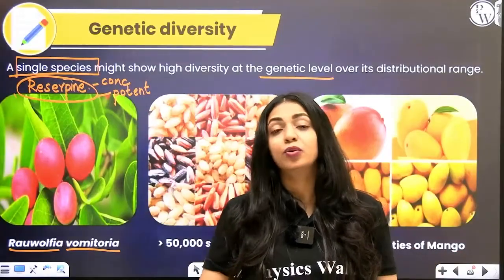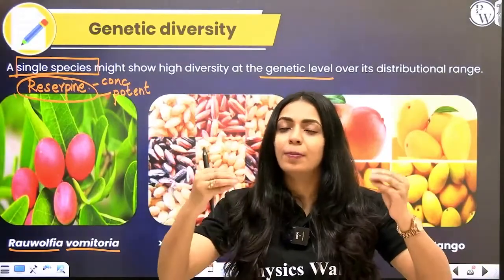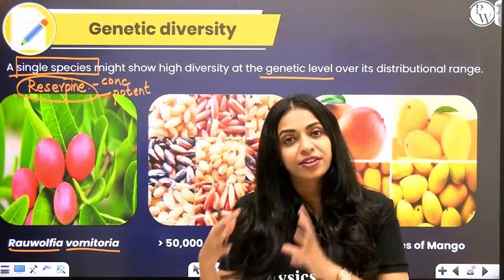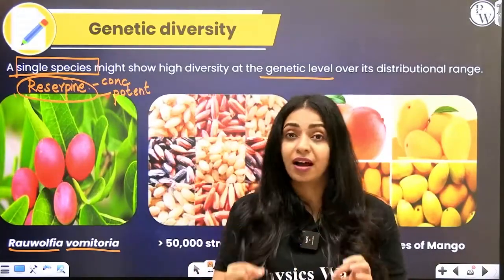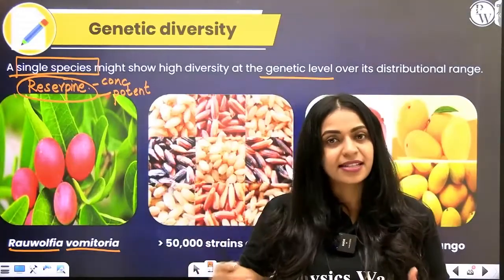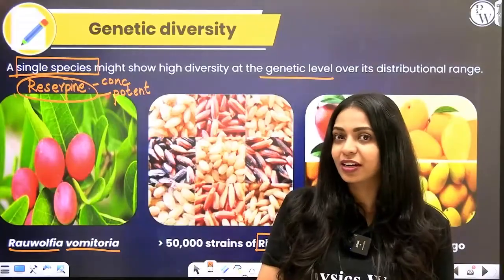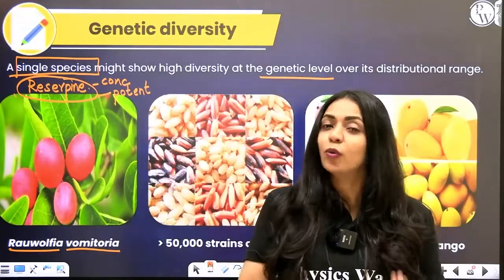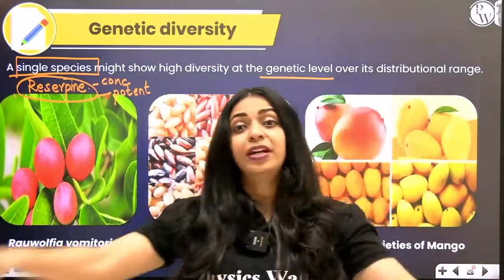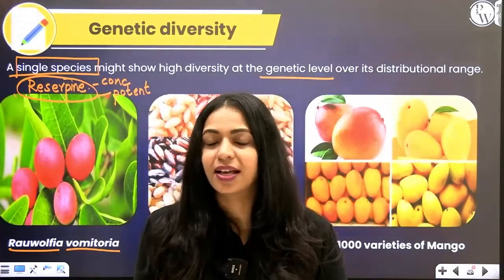Similarly, you can refer to different types of plants of the same species as strains or varieties. So if you consider rice, in India alone, there are more than 50,000 strains of rice. That is diversity, that is specifically genetic diversity, because we are here talking only about one species, which is rice. Within that species, you find so many different varieties, which are the different strains.